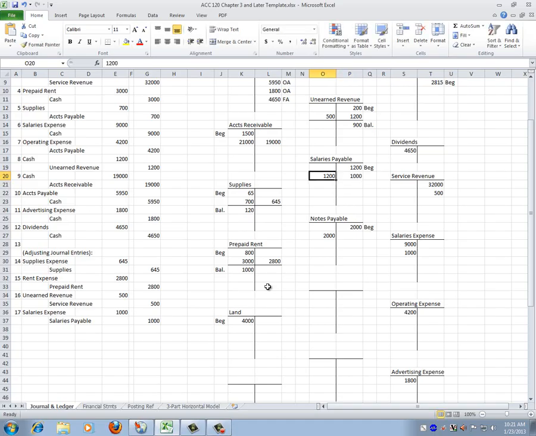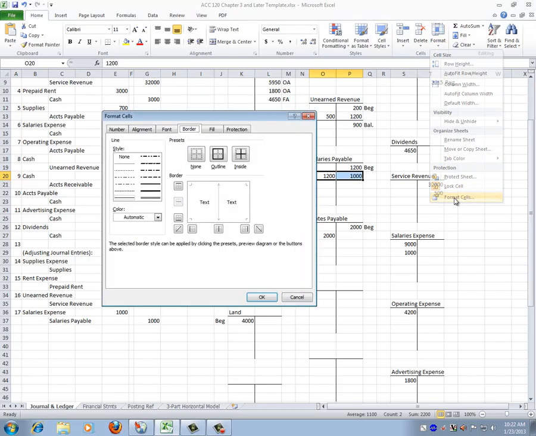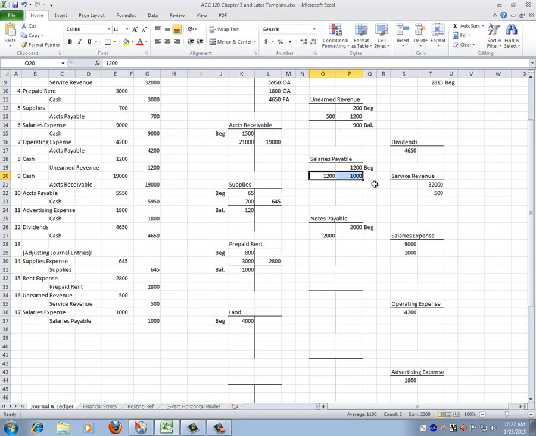So if we update some more of these balances, that brings salaries payable to $1,000 owed at year end as adjusted, and brings notes payable to 0.